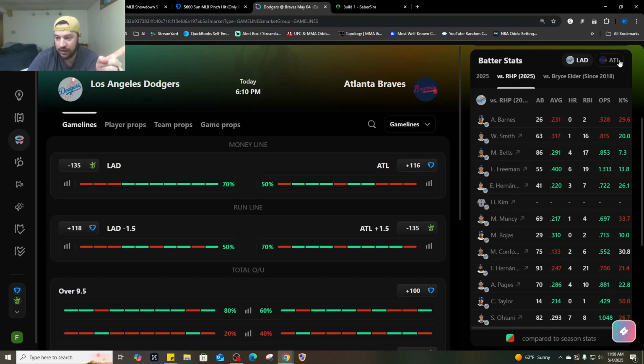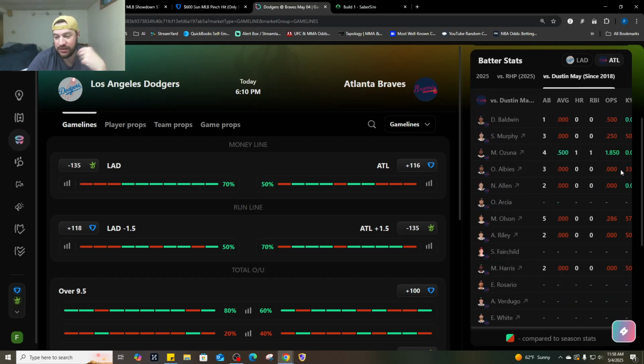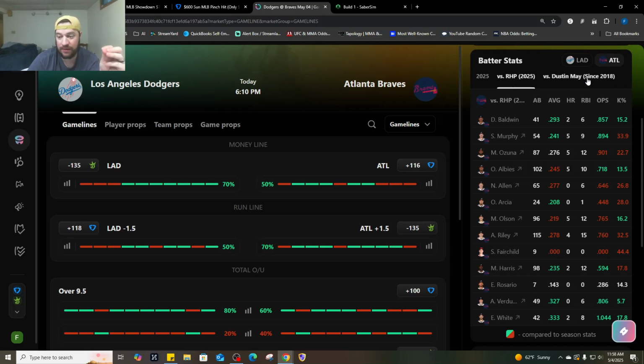But let's look at Atlanta now. Atlanta against Dustin May. No one has a hit except for Marcell Ozuna. Okay? He's 2 for 4 with a home run. That is it against this current team. You look at right-handed pitching.